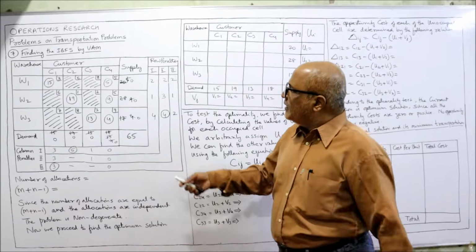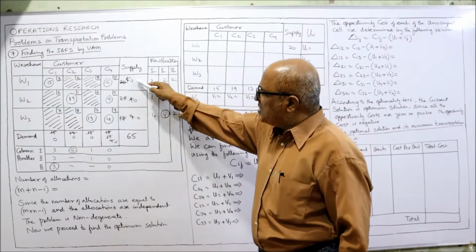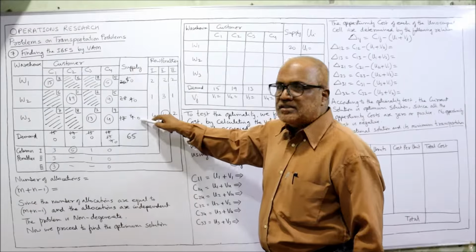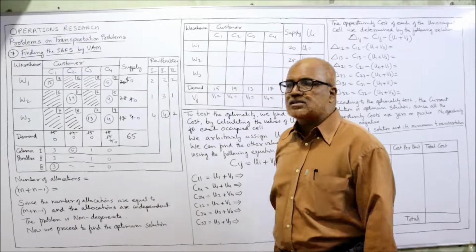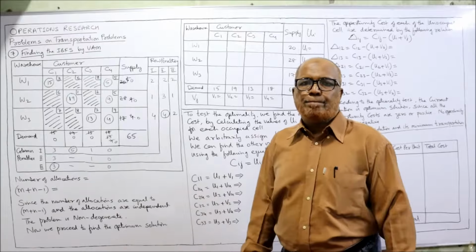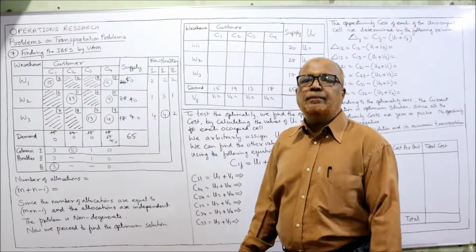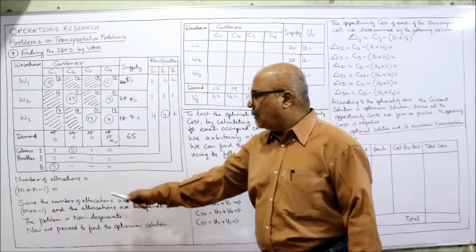Now you confirm zeros are there in the supply or not? 0, 0, 0. All supplies are 0. Here 0, 0, 0, 0. All demand, customers' demand is also 0. Completed. IBFS completed.